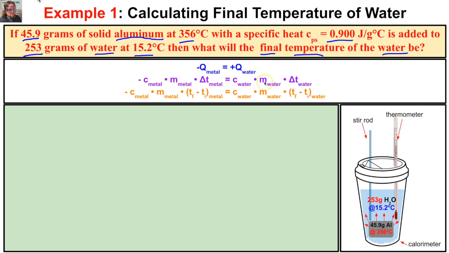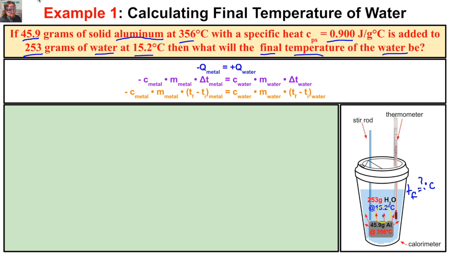So when we come across these calorimetry problems, what I like to do is draw a little picture so I can see what's happening. And so what's happening here is that we have 253 grams of water at 15.2 degrees Celsius. And what we're going to do to this is we're going to add a piece of aluminum to this, right? We're going to add 45.9 grams of aluminum at a really high temperature, 356 degrees Celsius. And what we're being asked to calculate here is the final temperature of this water in degrees Celsius. We want to know what the final temperature of this water is going to be.